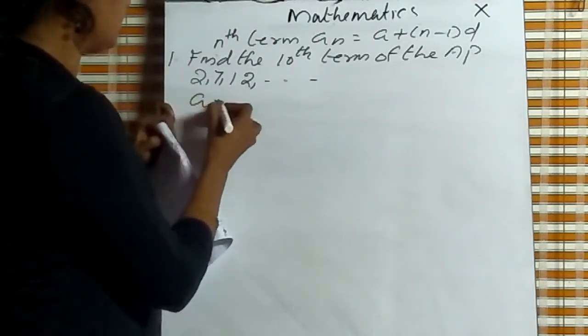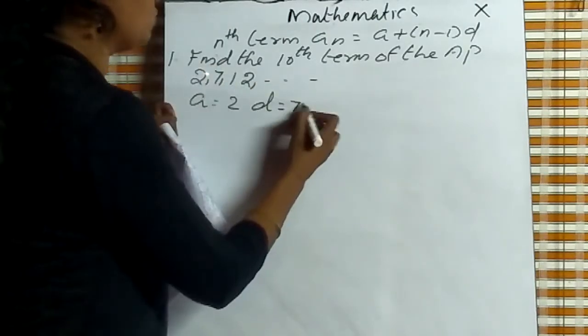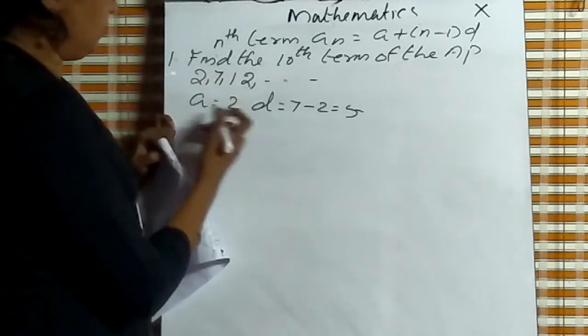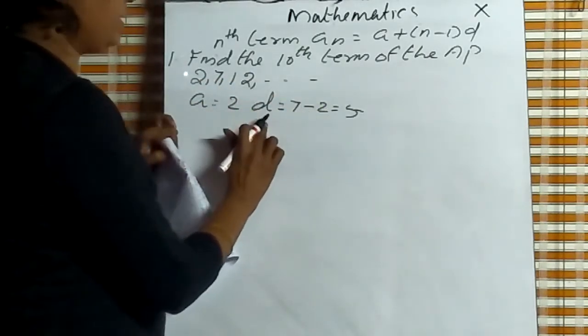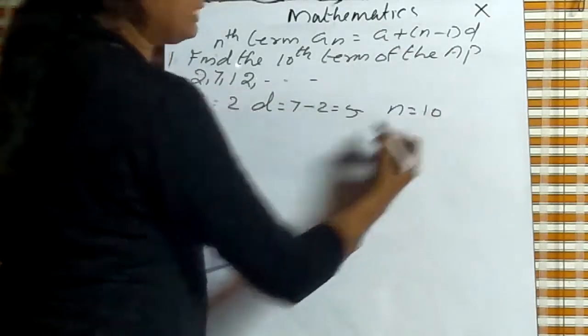What is the AP's first term? A is equal to 2. What is D? 7 minus 2 is equal to 5. Here 12 minus 7 is equal to 5. So first term 2, common difference 5. And what is N? We have to find the 10th term.